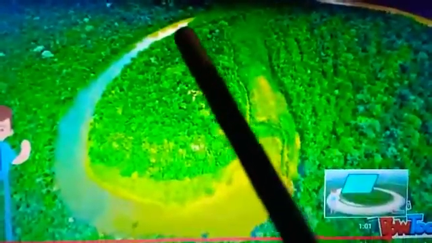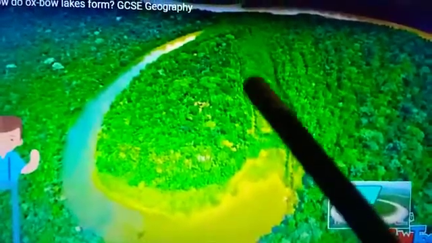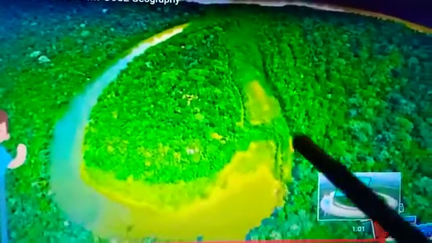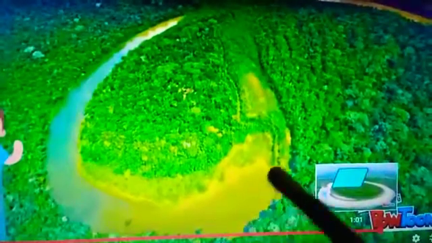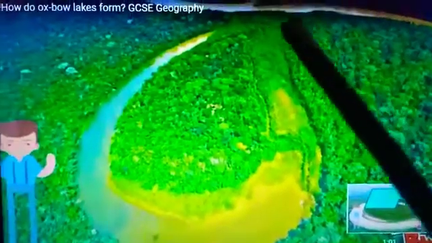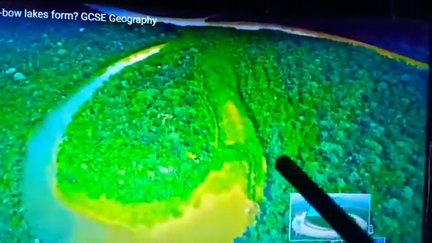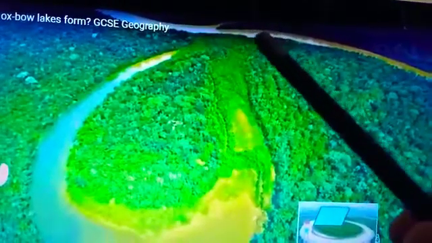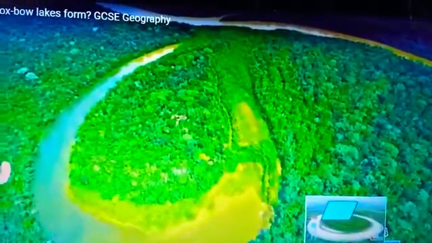We can see the river flowing straight, and this bend of the river, the loop of the river, this part of the river is cut off from the main river, and the main river starts to flow straight instead of flowing in this way anymore. This is how an oxbow lake is formed.